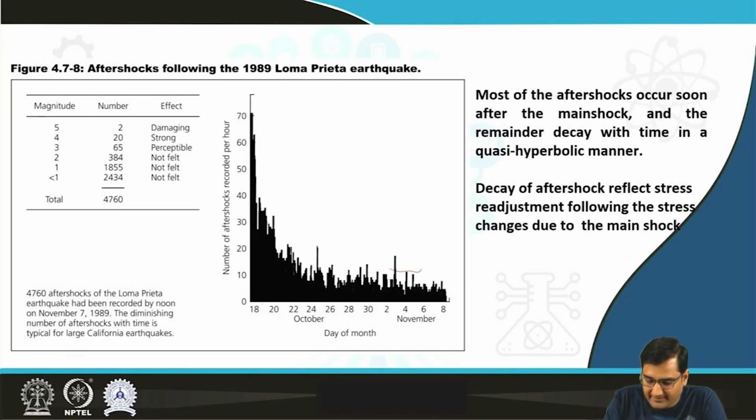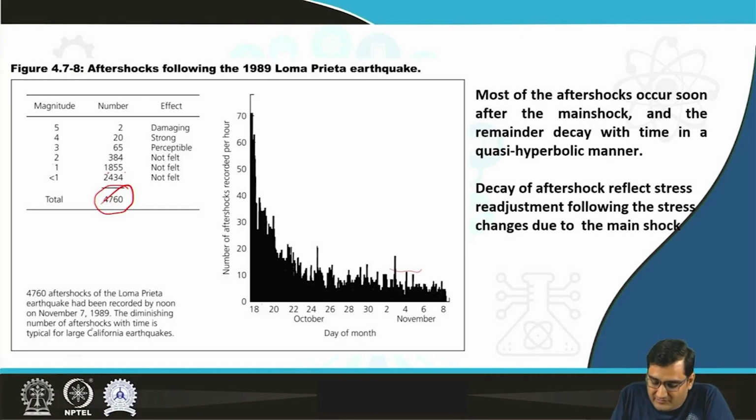So this is what is written here: magnitude 5 are 2, 4 are 20, 3 are 65, 2 are 384, 1 is 1855, and greater than 1 is 2434. So the total number of aftershocks is around 4760. This is for the Loma Prieta earthquake, and that is recorded by noon on November 7, 1989.